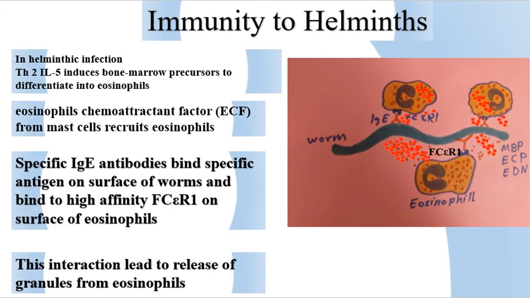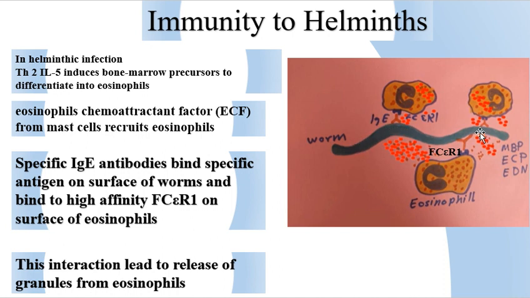And also T helper 2, interleukin 5 from T helper 2 induces bone marrow precursors to differentiate into eosinophils. These are eosinophils. So eosinophil chemoattractant factors from mast cells recruit more macrophages, more eosinophils, and specific IgE antibodies, as can be seen here. These specific IgE antibodies are raised against antigens on the surface of the worm.